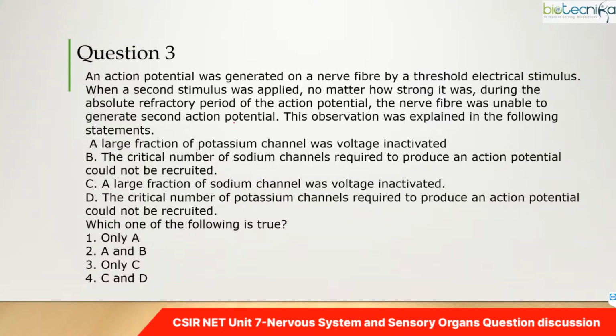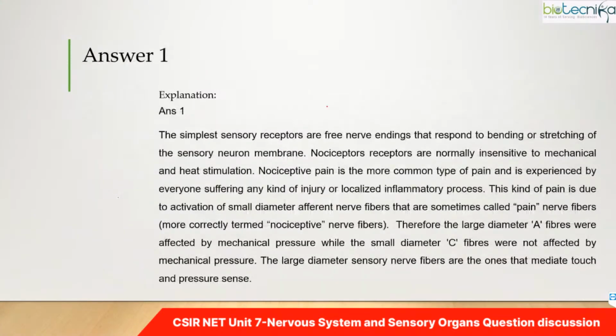So I'll quickly go through whatever is written over here first. The simplest sensory receptors are free nerve endings that respond to bending or stretching of the sensory neuron membrane. These receptors are known as nociceptors. They are normally insensitive to mechanical and heat stimulation. Nociceptive pain is the more common type of pain, and this kind of pain is due to activation of small diameter afferent nerve fibers. Okay, so this is about the receptors.